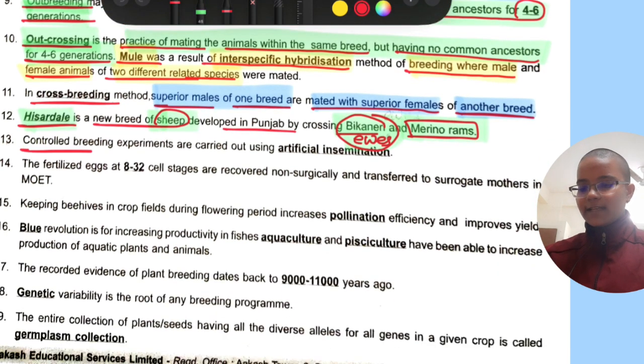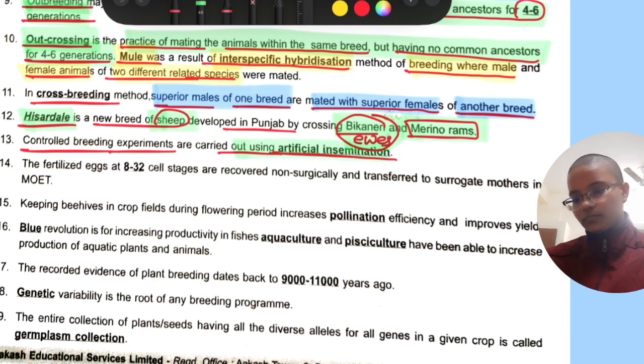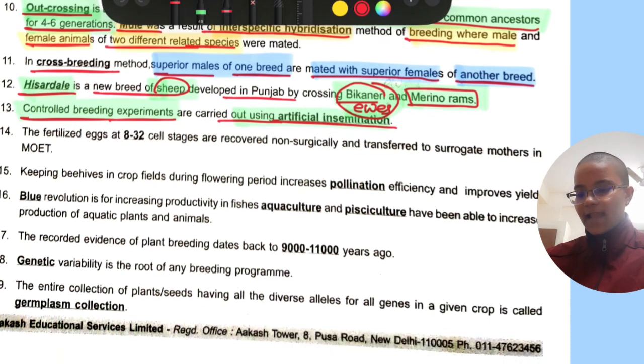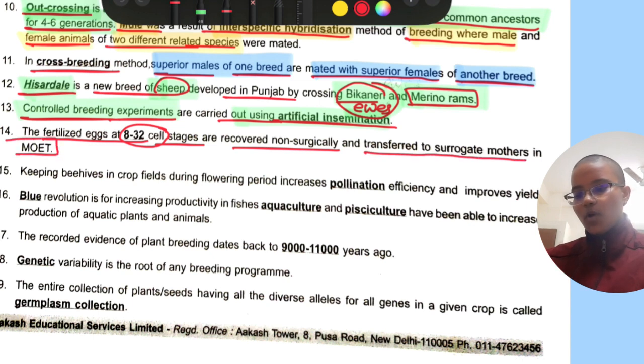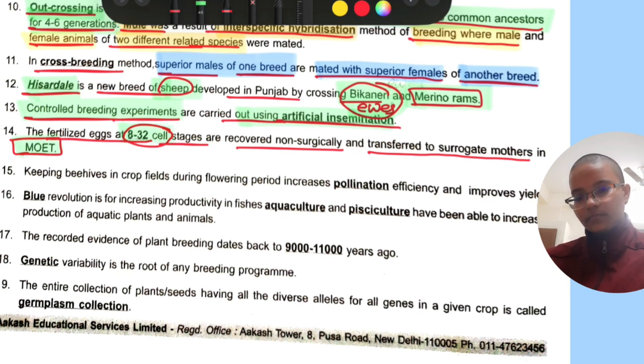Controlled breeding experiments are carried out using the artificial insemination method. In multiple ovulation techniques, the fertilized eggs of 8 to 32 cell stages are recovered non-surgically and transferred to a surrogate mother.